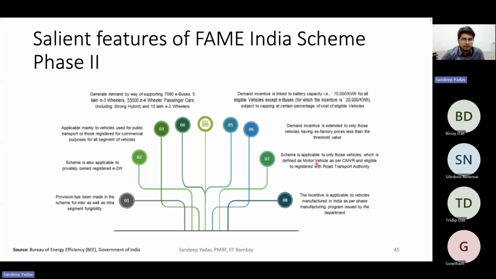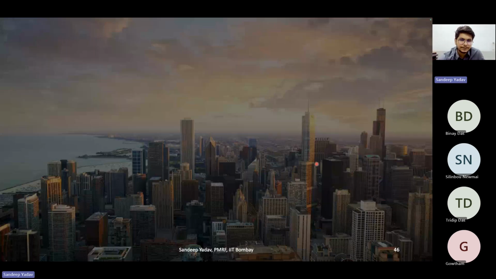Now there are a few features of FAME. Provision has been made in the scheme for the inter as well as the intra segment. The scheme is applicable primarily to registered EV two-wheelers, and mainly to vehicles used for public transport, to generate demand on public service. The demand incentive scheme is applicable only to those vehicles which are defined as a motor vehicle, and incentives are given for vehicle manufacturing and for registration in some states also. So these are the salient features of the FAME scheme.